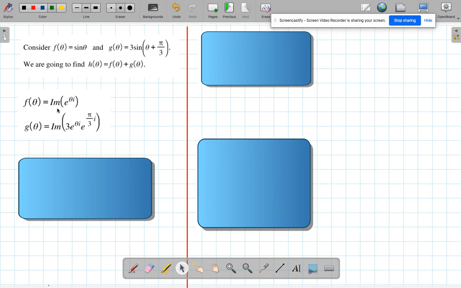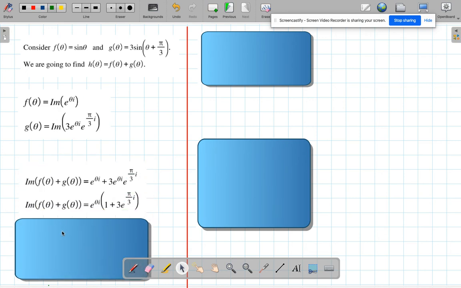Next, what we're going to do is add together those two forms. So we're going to do this one, add this one, but just the imaginary parts. So this, add this. We can factorize because they've both got an e theta I in them. So I'm going to take that out as a common factor, 1, and this leaves 3 and the e pi over 3i.